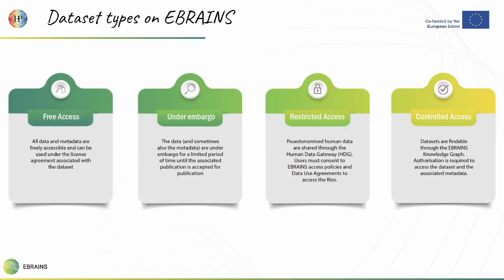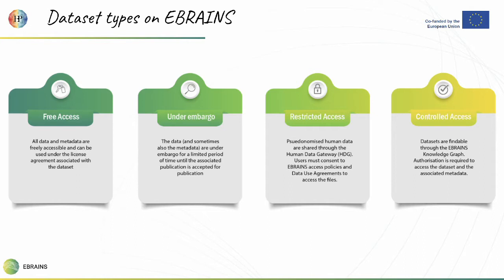Before I show you the knowledge graph, I want to highlight that we have 4 different dataset types in the knowledge graph. We have datasets that are freely accessible. All the data and metadata are available to the data user and can be used under the license agreement of the dataset. We have datasets that are currently under embargo because we provide data providers with the opportunity to share their data before their work is published in a peer-reviewed journal. For these datasets, the data and sometimes the metadata are not accessible for a limited period of time.